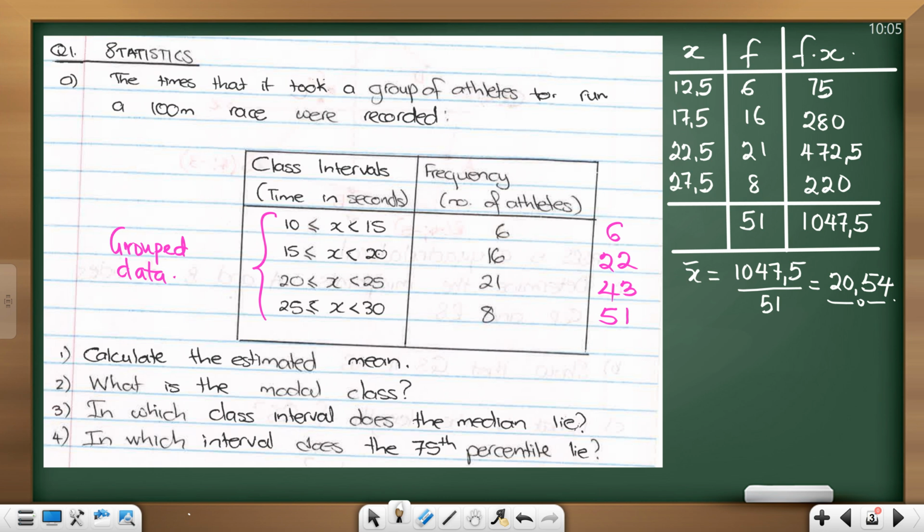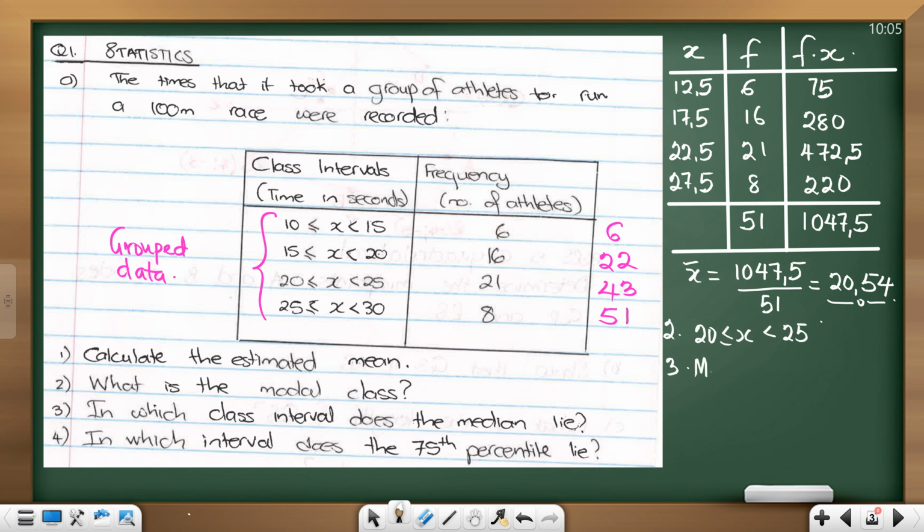We need to run. Number 2, which one is the modal class? Number 2, modal class. We write it the way the class interval is written. It's what? 20 less than or equal to x less than what? Number 3, in which class interval does the median lie?